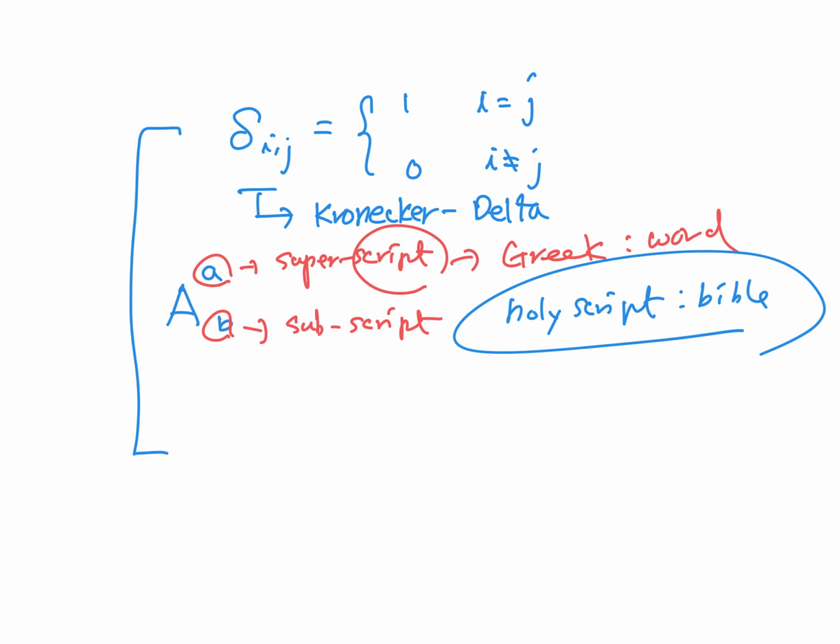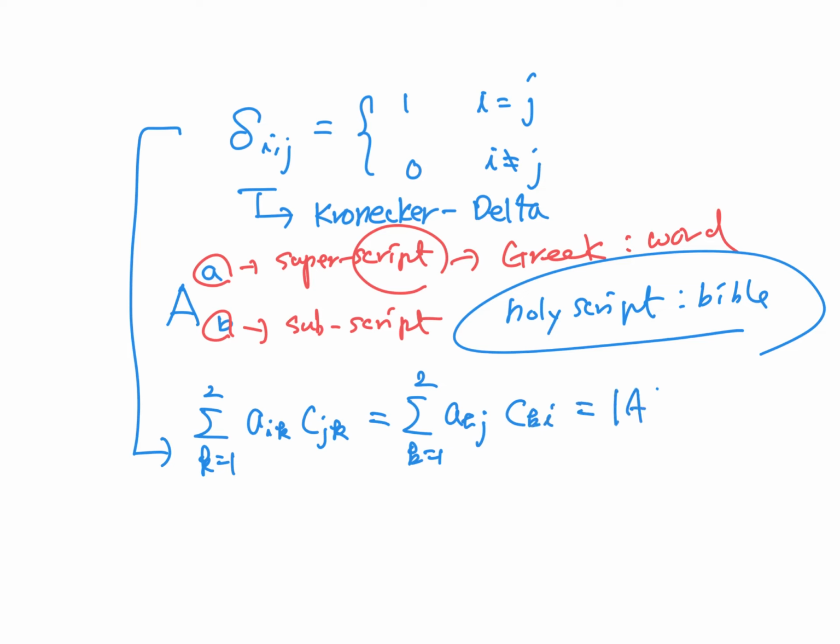So using this index, we can say that Aik Cjk, Akj, let me see, Cki equals determinant A delta ij.